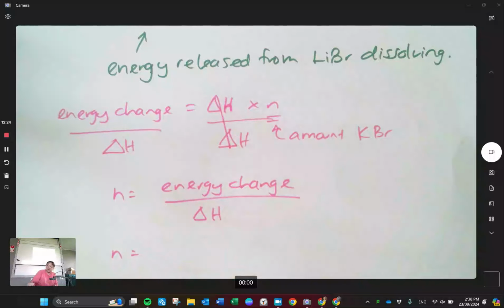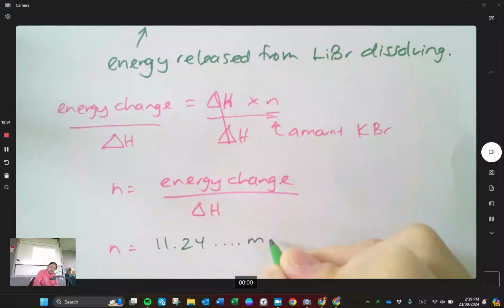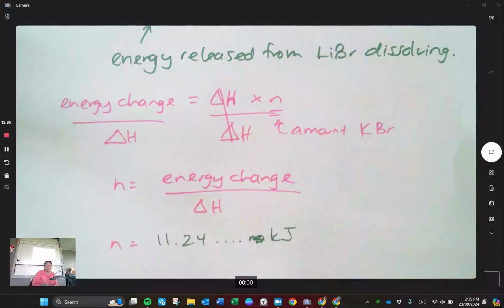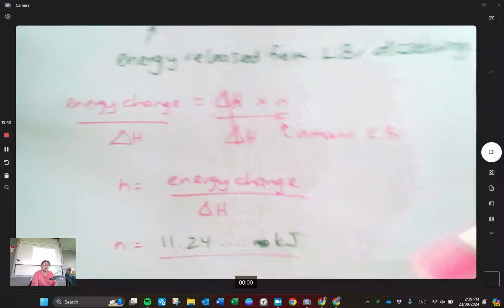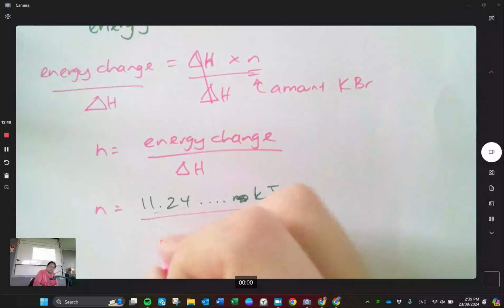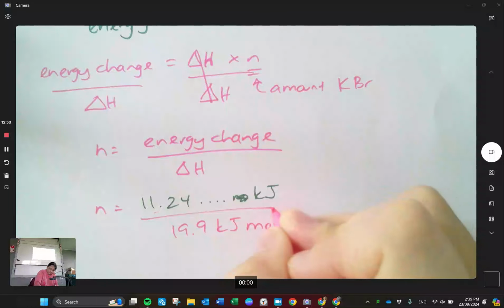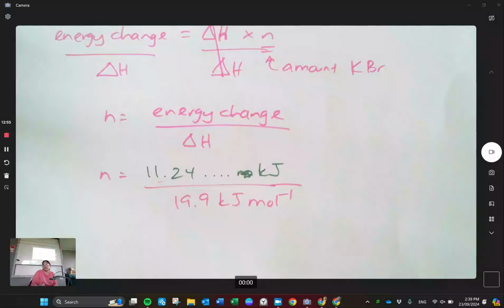So I'm using the number that I got previously, which is 11.24, lots of numbers running around, kilojoules. And then I'm dividing it by the delta H. Now, in this case, my delta H is a different number because we're talking about a different reaction. So if we notice, it was this number here, the 19.9. Are you okay with how I got that number?